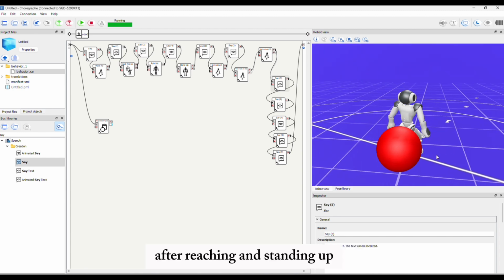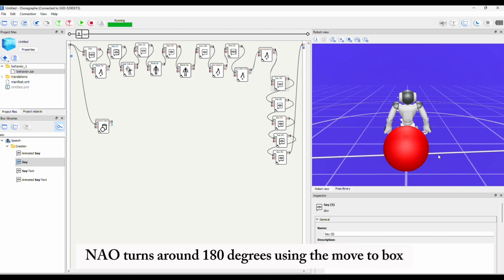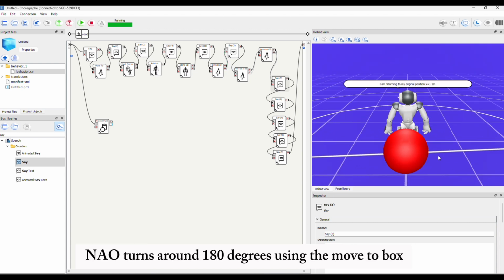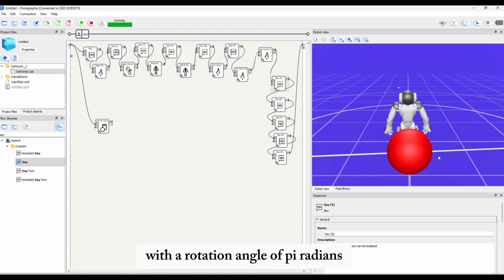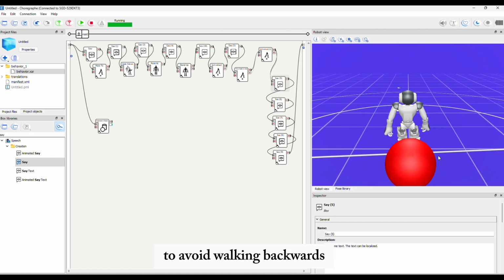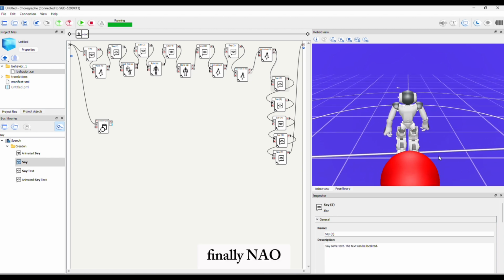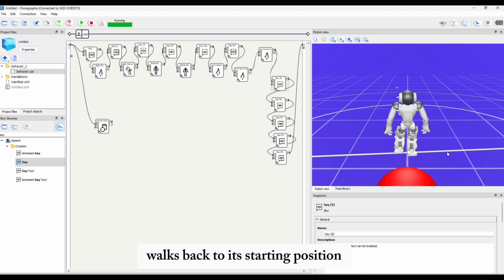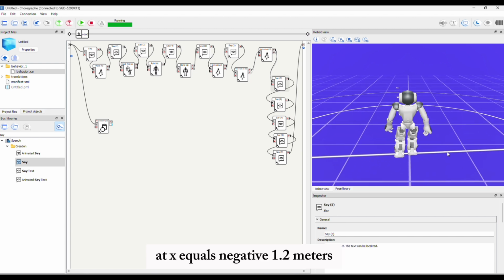After reaching and standing up, Nao turns around 180 degrees using the Move toolbox with a rotation angle of pi radians to avoid walking backwards. Finally, Nao walks back to its starting position at x equals negative 1.2 meters.